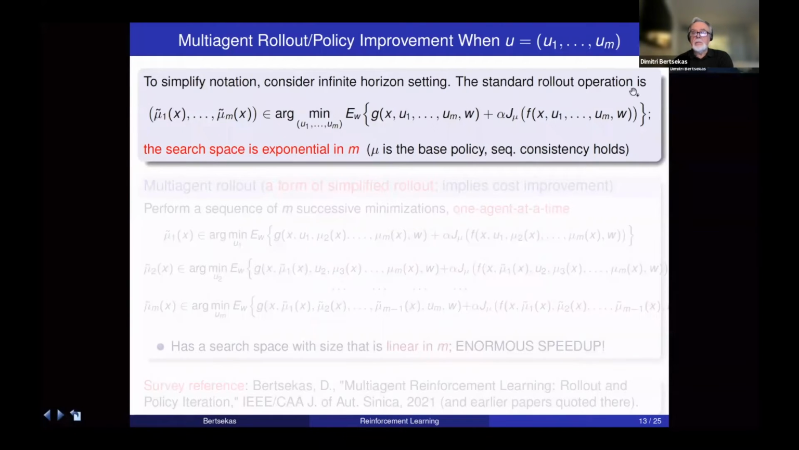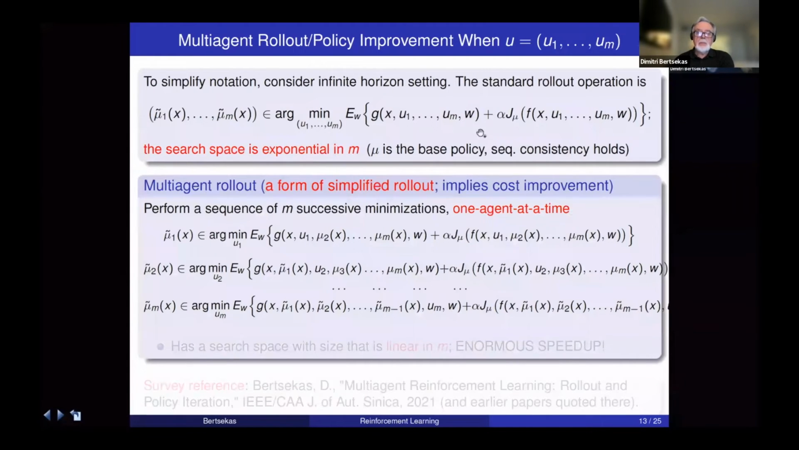And notice that the standard rollout operation in its exact form is this. What do we do here? At state x, we do approximation in value space by minimizing the approximate Q factor of a base policy mu. In other words, we use one step lookahead with cost function approximation that is given by the cost function of this base policy mu. Now, because this is a base policy, sequential consistency holds, which is important for the analysis. However, when we look at this operation, we see that it's a major problem in the multi-agent setting. The search space, the minimization, grows exponentially with m. So there may be just too many Q factors here to compute, and this is a difficulty.